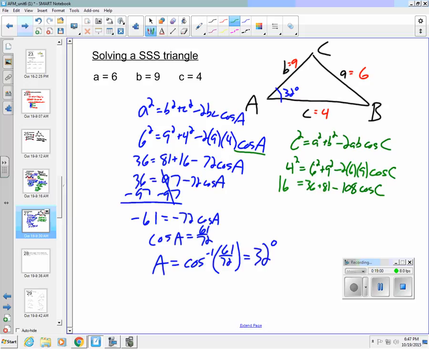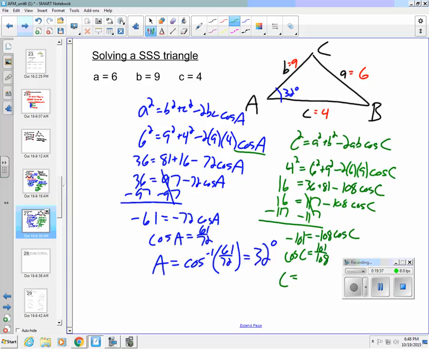We're going to keep reducing: 36 and 81 make 117. Right, we're going to subtract that again from both sides, trying to isolate that cosine so we can find the angle. So that'll be negative 101 equals negative 108 cosine C, divided by 108. We know cosine C is going to be 101 over 108. So we'll use the inverse cosine to find the measure of the angle.